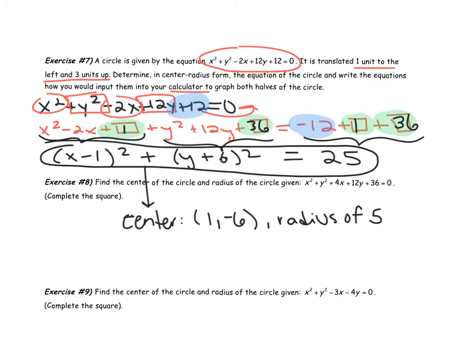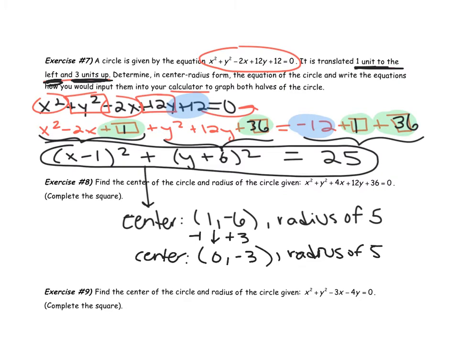But now the question says we want to translate it to the left by 1 unit, and then 3 units up. So this is going to go 1 unit left, so really we're subtracting 1, and then this is 3 units up. So we'll end up with 0, negative 3. So that's the new center. Nothing changes obviously about the radius, right? Radius stays the same. I'm just shifting this. So my new equation will be x squared plus y plus 3 squared is equal to 25.